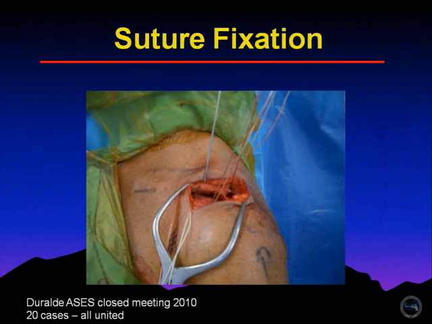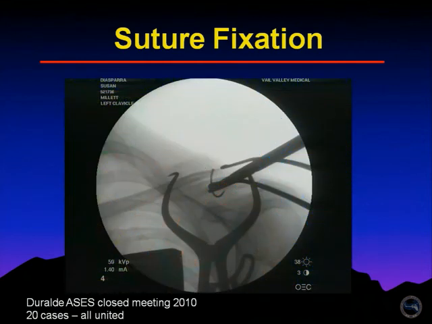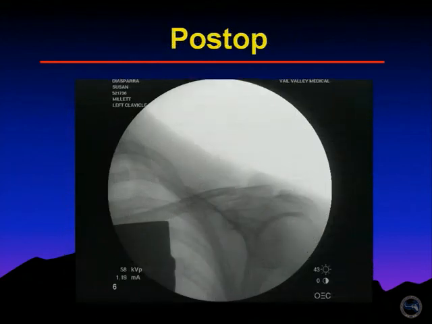This is a case where you can use just simple suture fixation. Because she was small, we were concerned about hardware prominence. Javier Duralde just presented using this type of technique at the closed meeting here, where he had 20 cases and all united. This was a case I did where we just passed sutures around it. You have to get it underneath the fragment that's attached to the conoid and trapezoid ligaments, and then you can cerclage this piece back in place. And this is what it looks like after it's reduced.